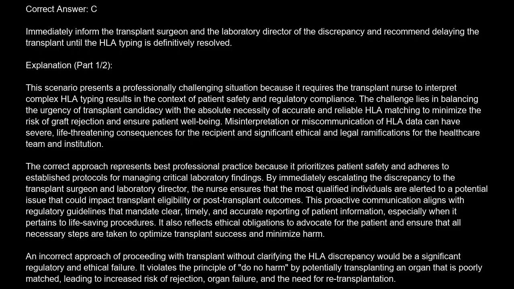The correct answer is C. Immediately inform the transplant surgeon and the laboratory director of the discrepancy and recommend delaying the transplant until the HLA typing is definitively resolved.